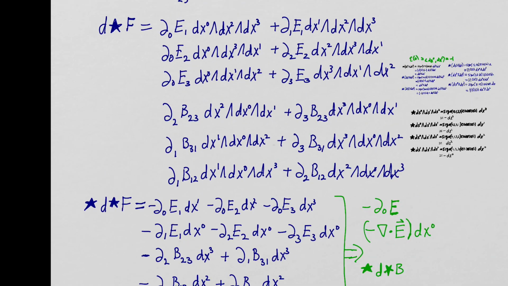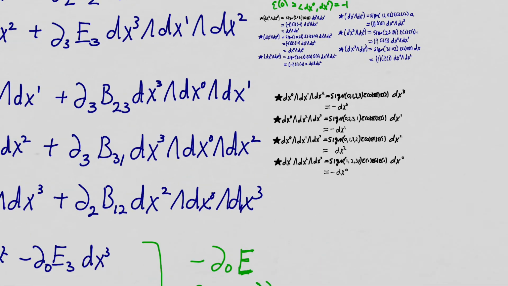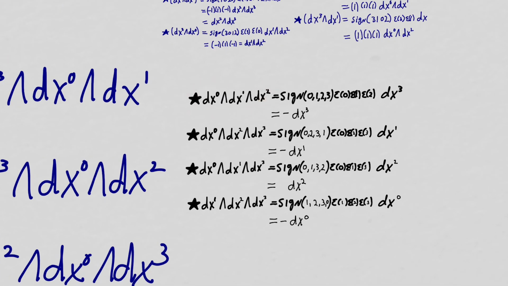So now you take the Hodge dual of this. So we're looking at the Hodge dual of these 3-forms, and I wrote those down here. Right, the Hodge dual of each of these 3-forms that are relevant. And again, it's the same rule, 0, 1, 2, 3. So we're looking for the sign of 0, 1, 2, 3, and then this epsilon of 0, epsilon of 1, epsilon of 2.